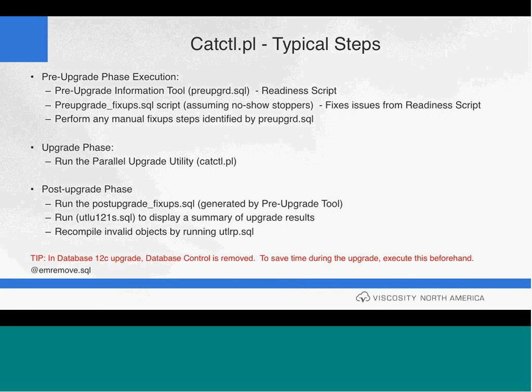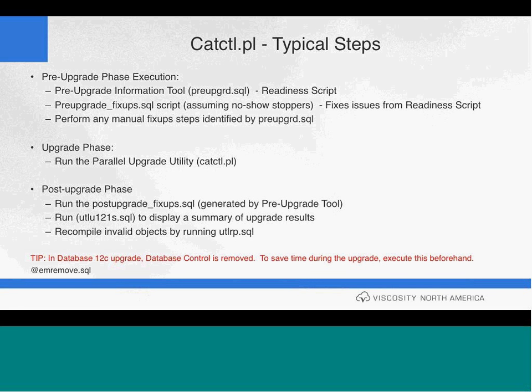The next phase is the actual upgrade itself. This is where you specify the processes you want to run in parallel. Then come the post-upgrade fixup scripts for anything that kicked out as part of the upgrade, recompiling objects, and then the upgrade 12.1 SQL output during the upgrade. It's really nice descriptive output that tells you exactly what the upgrade tool did, where it had any warnings or errors, and then invalid objects using the usual utlrp.